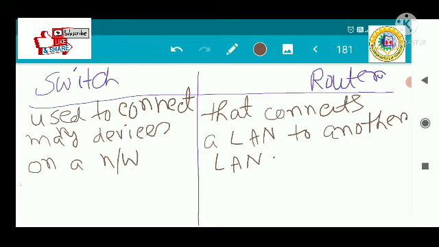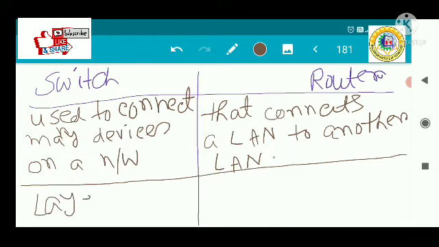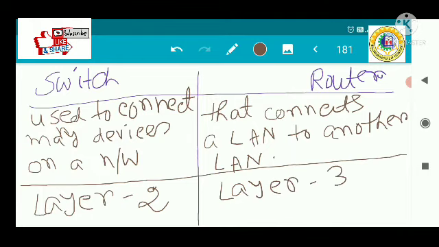The second difference between the switch and the router is that the switch is a layer 2 device, operating in the data link layer, and the router is a layer 3 device. That means it can operate in the network layer.